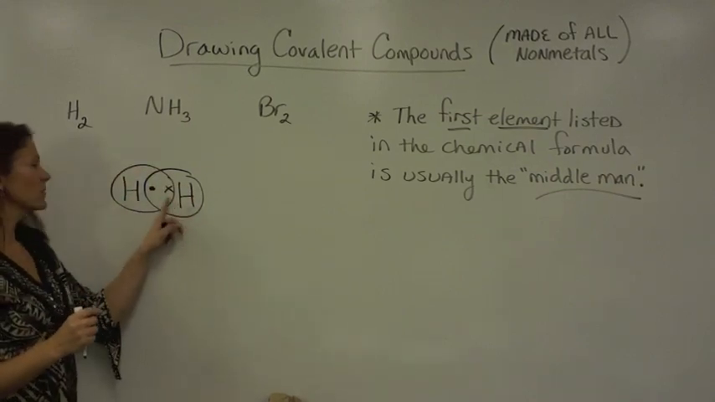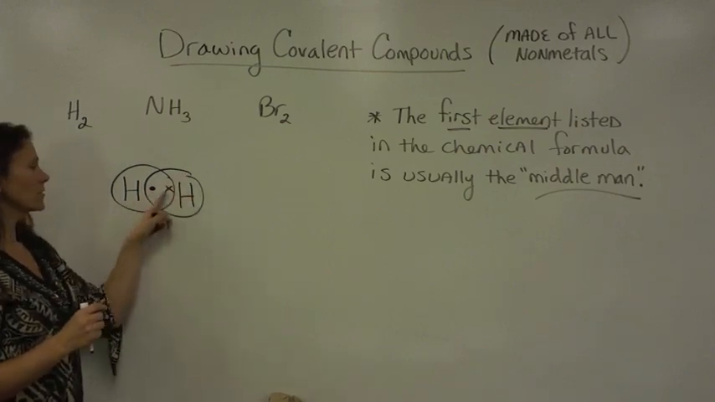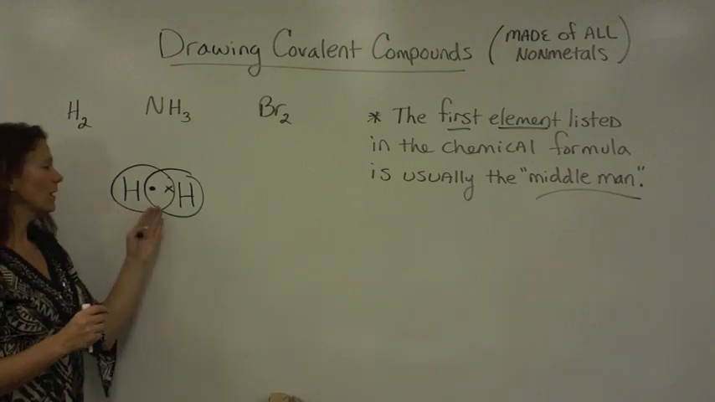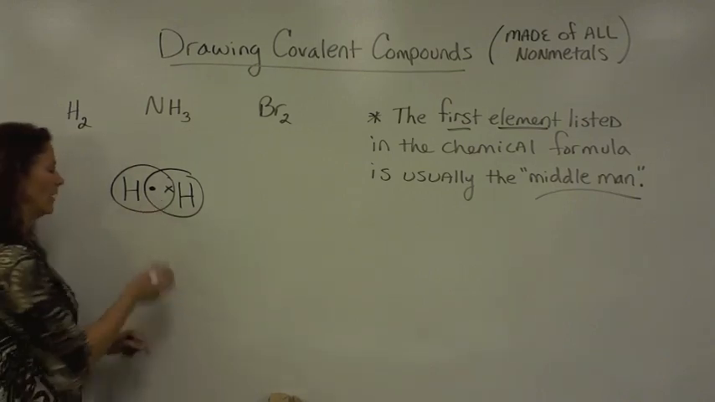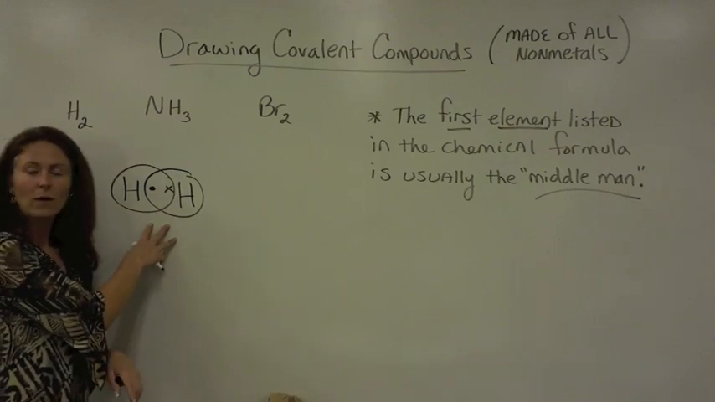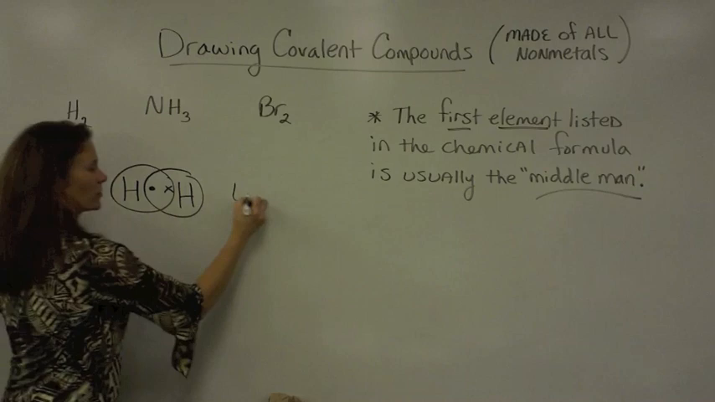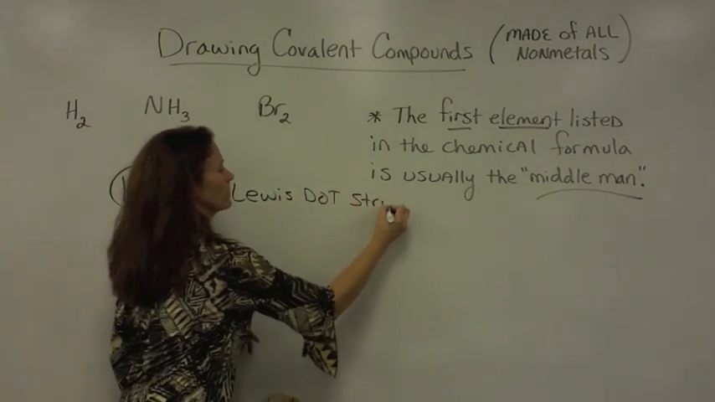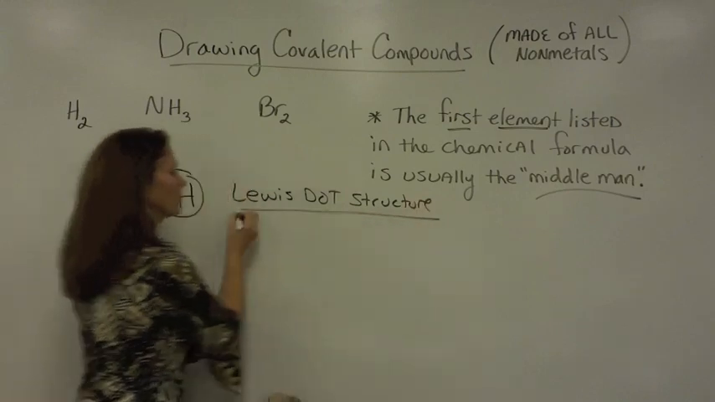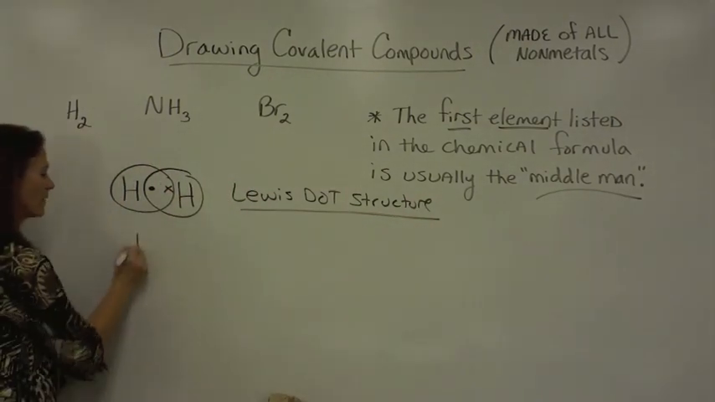So this hydrogen has 2 electrons within its boundary, and this hydrogen also has 2 electrons within its boundary, and they have actually overlapped their orbitals where those unpaired electrons were, forming a neutral molecule. So we generally call this the Lewis dot structure. And then another thing that we're going to do is draw something called a structural formula.